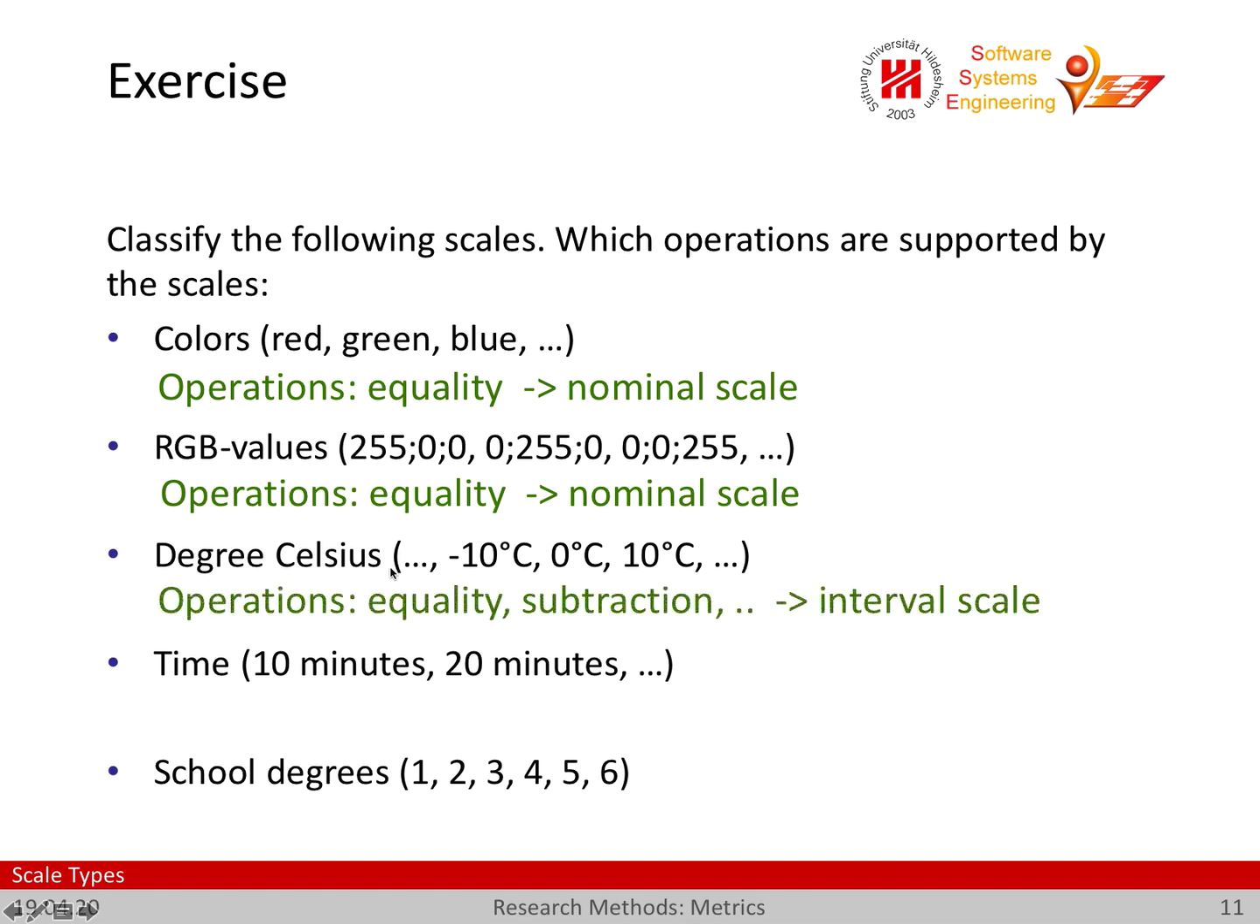The next one, degrees Celsius. It definitely has ordinal capabilities, but I also can do subtraction. So the difference between minus 10 degrees and 0 degrees is in a physical sense really the same as between 0 degrees and 10 degrees. So it's at least an interval scale. But would it be a ratio scale as well? And the answer is no. There's no absolute zero. The reason is, in the Celsius scale, 0 is arbitrarily fixed to the freezing point of water. There is no deeper physical meaning to that.